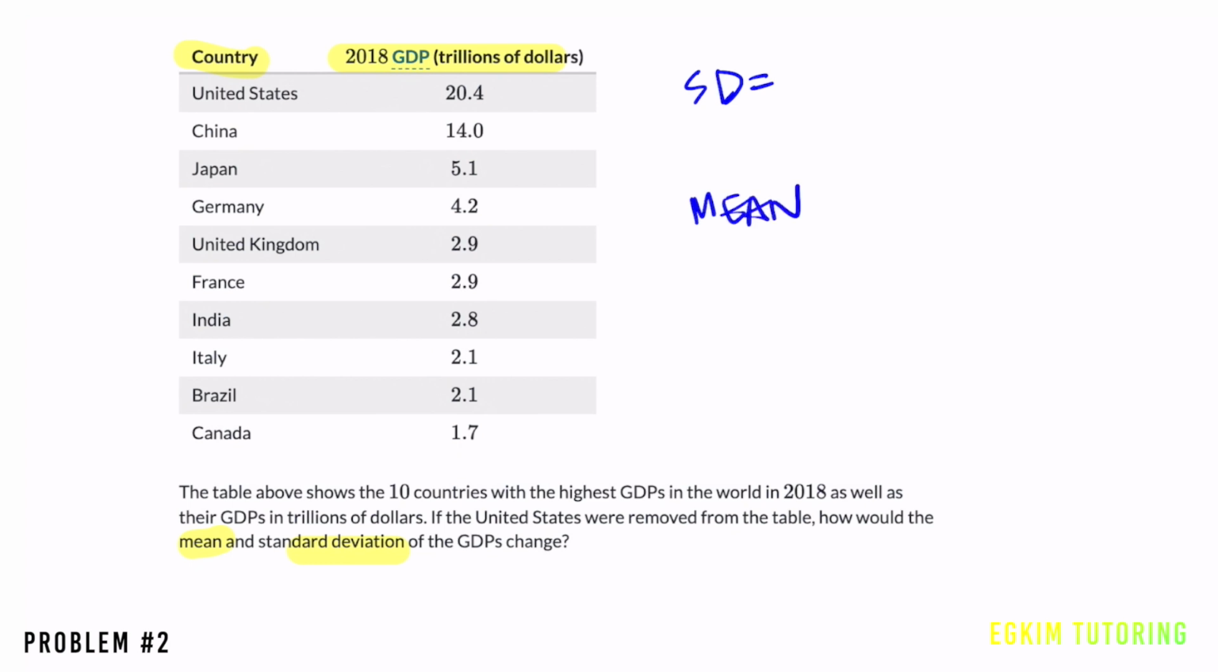Let's start with the standard deviation. So they're asking you what would happen if you took this 20.4 and got rid of it. So if you get rid of it, then the data points are one step closer to each other. So the standard deviation should be getting smaller or decreasing. This is a down arrow.